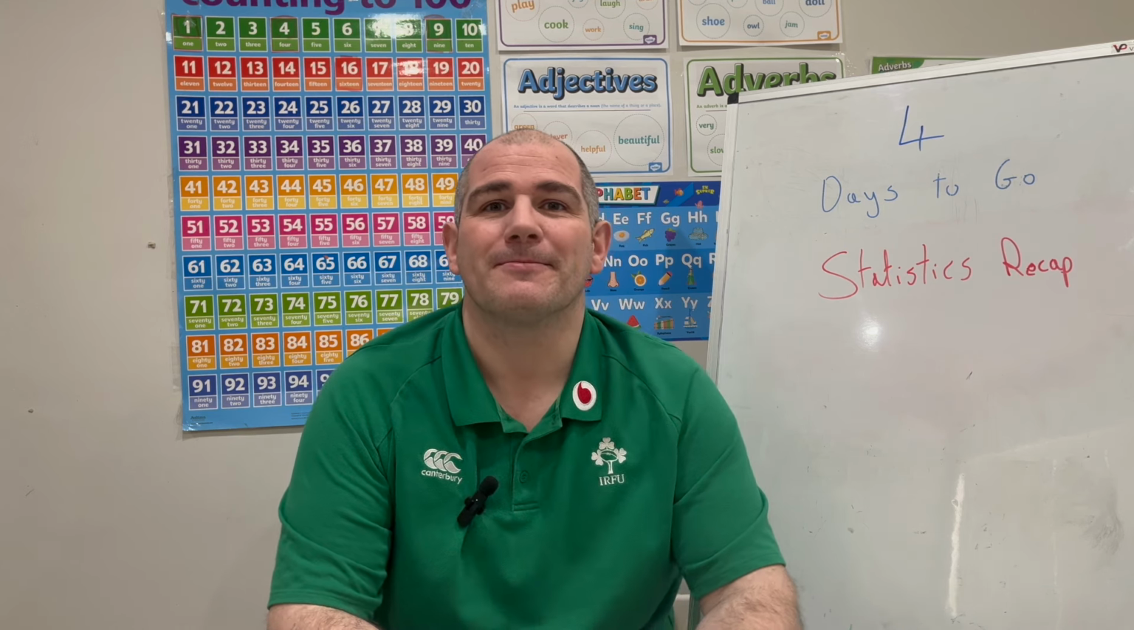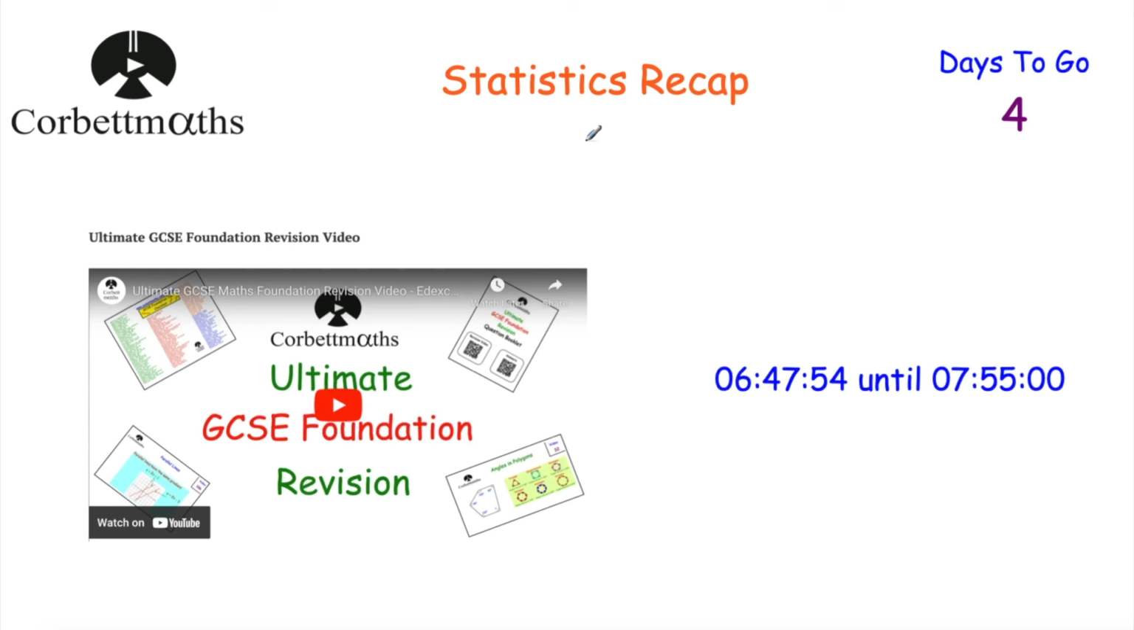So let's get started. Today we're going to be doing a recap on the statistics topics for the GCSE Foundation course. I'm using the Corbettmaths Revision Checklist and I'm just going to quickly go through each of those topics. If you want more detailed explanations on any of these topics, go to the Ultimate GCSE Foundation Revision video, and watch from 6 hours, 47 minutes and 54 seconds until 7 hours, 55 minutes, which goes through all these topics in a lot more detail. The purpose of this video is just a quick recap on each of them to make sure you remember the key information for all of them.